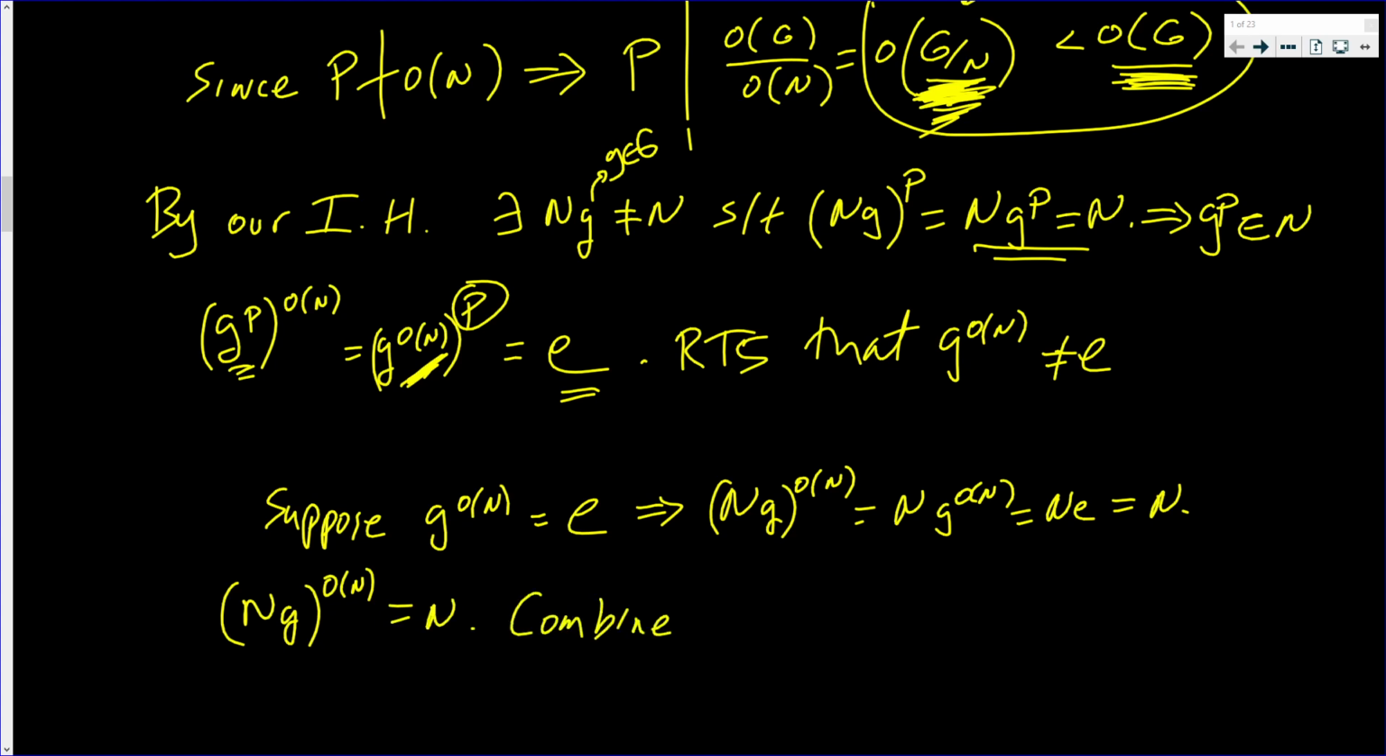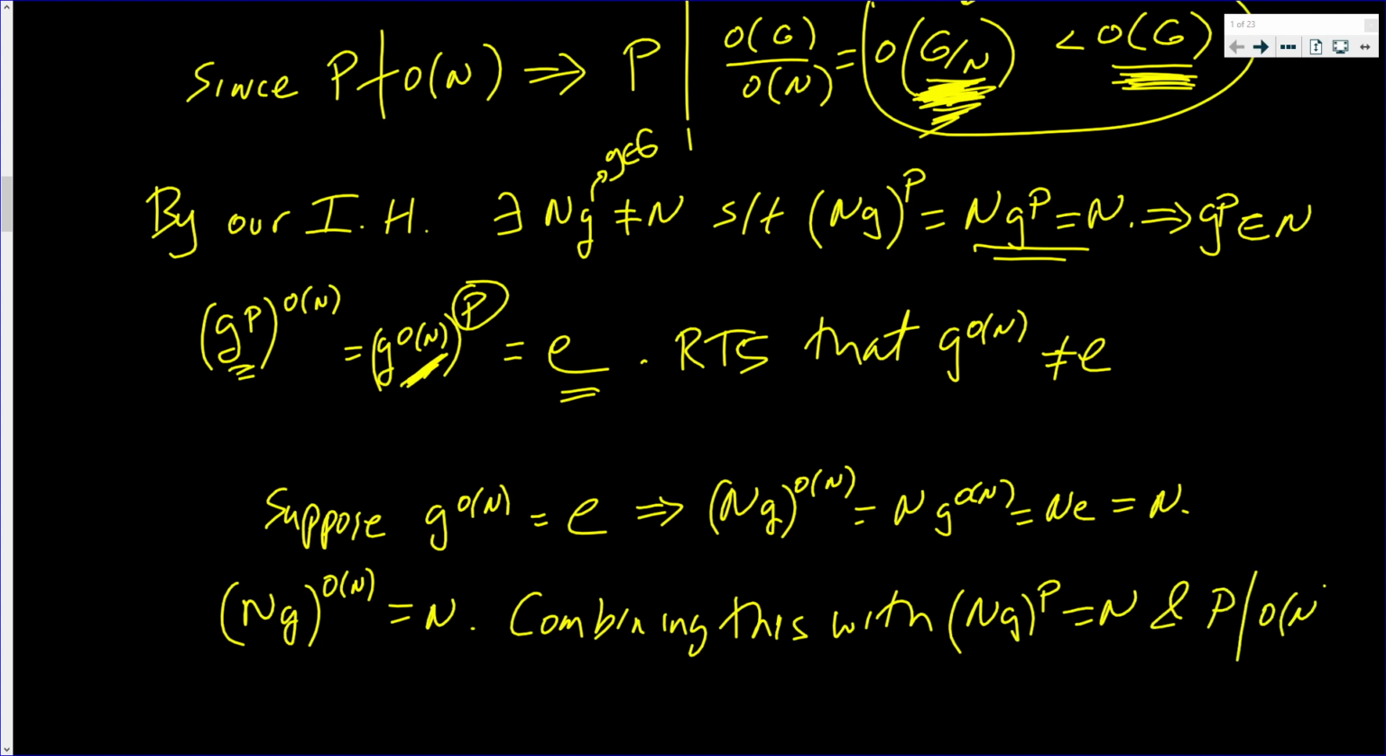Now, combining with the following, things start to get interesting. Combining that last statement with what we had, that NG to the P is equal to N, and P does not divide the order of N. This all implies that NG is equal to N. That implies that G is an element of N.